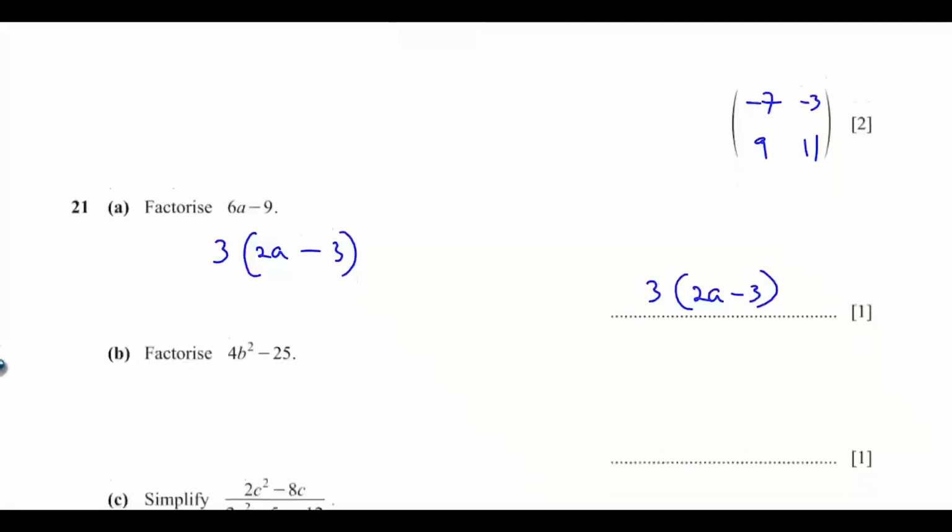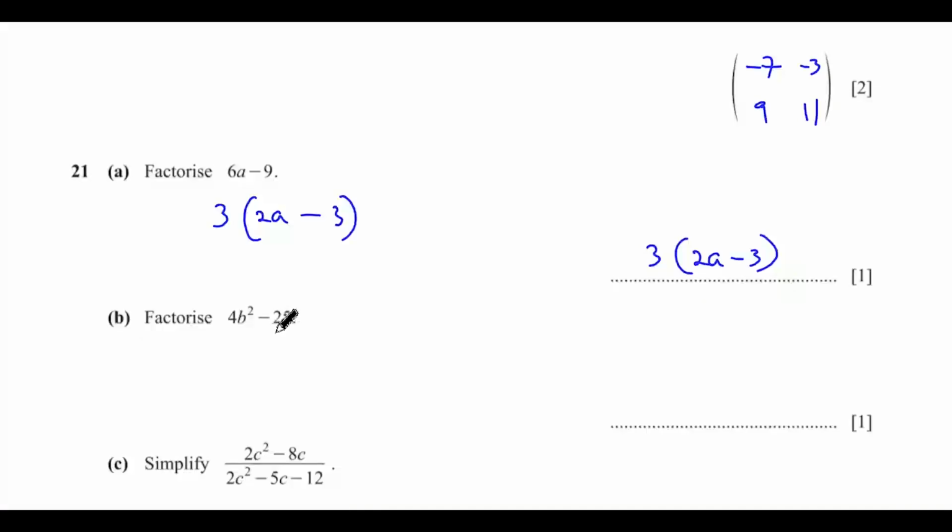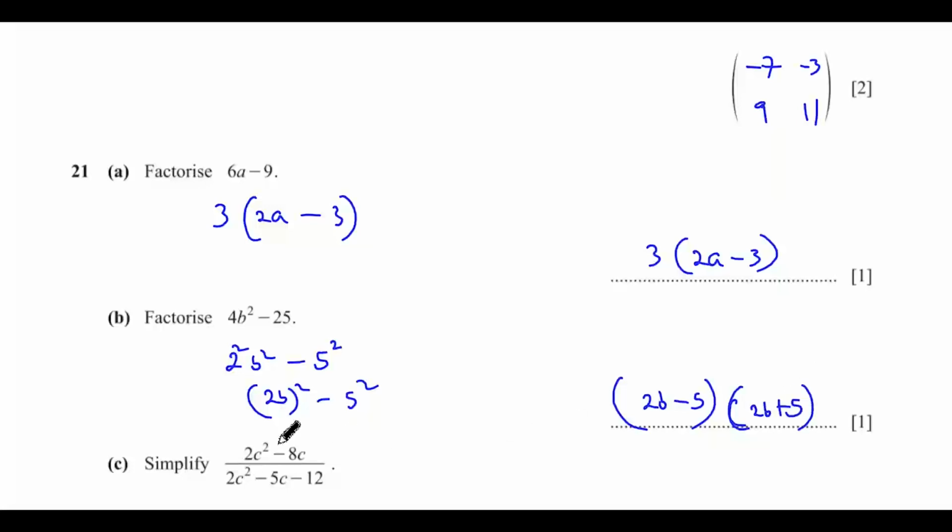Then part B, we want to factorize this. So we can write this as a difference of two squares. 4 is the same thing as 2 to the power of 2. Then we have b squared, and 25 is the same as 5 squared. So I can write this as 2b all squared minus 5 squared. Then I have a difference of two squares. So that will be 2b minus 5 into 2b plus 5. That will be the answer.